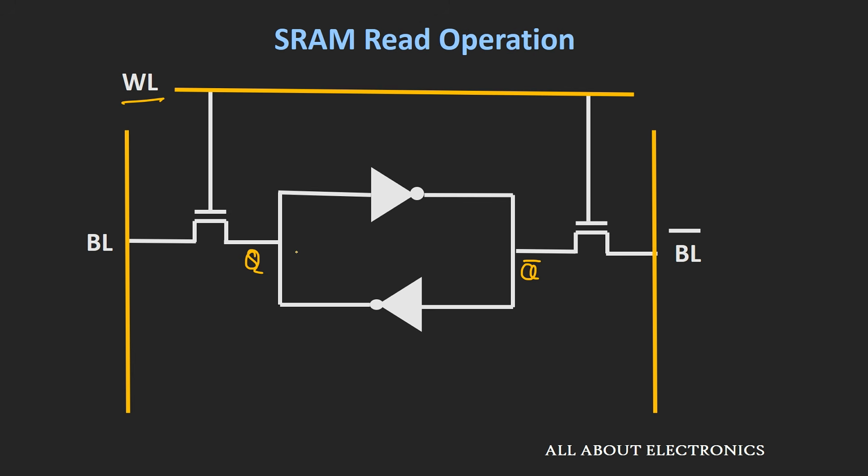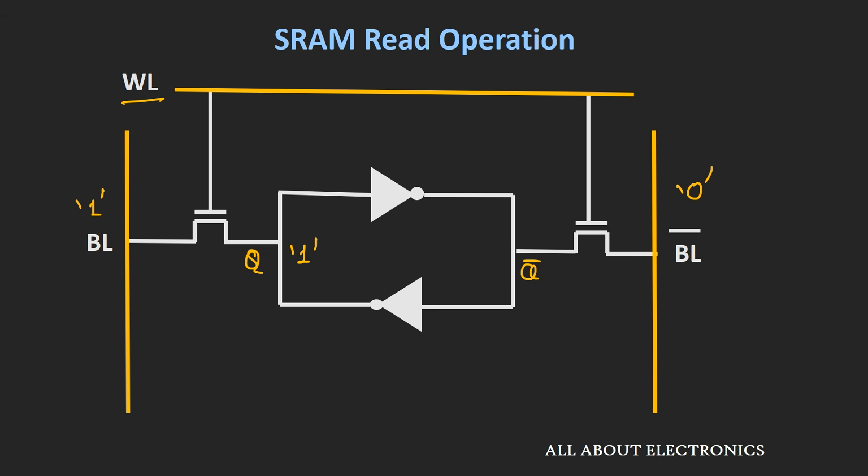So suppose at this point, let us say we have a logical 1, then at the bit line we will get a logical 1, and at this point we will get a logical 0, and using the sense amplifier we can sense this voltage and we can read that voltage of this SRAM cell.